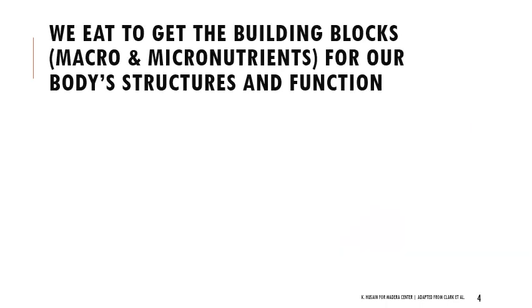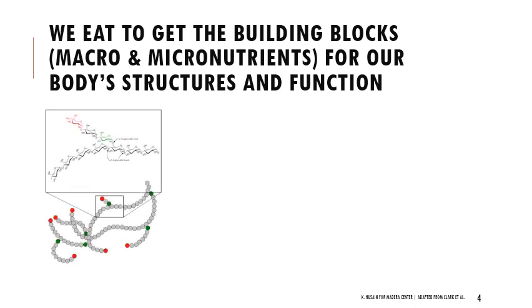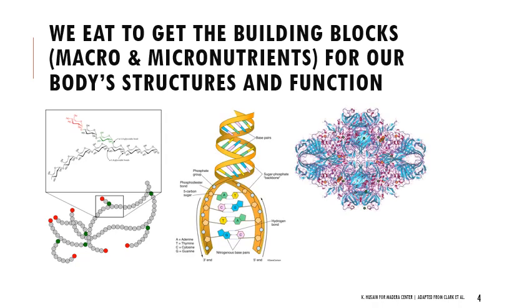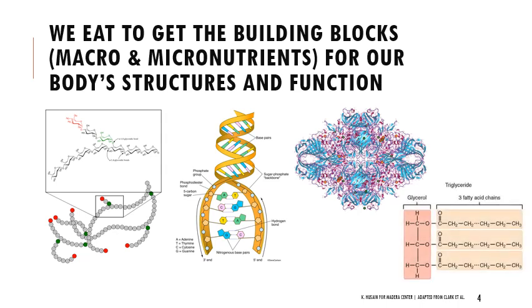So when we consume our food, we get building blocks that are really important for our cells, for who we are, and for the different processes happening in our cells. So we get what are called macro and micronutrients for our body structures and function. So those include things like carbohydrates, proteins, nucleic acids like DNA and RNA, and fats. And remember, fats are very important, even when we're thinking about eating them. They're important for different forms of metabolism.